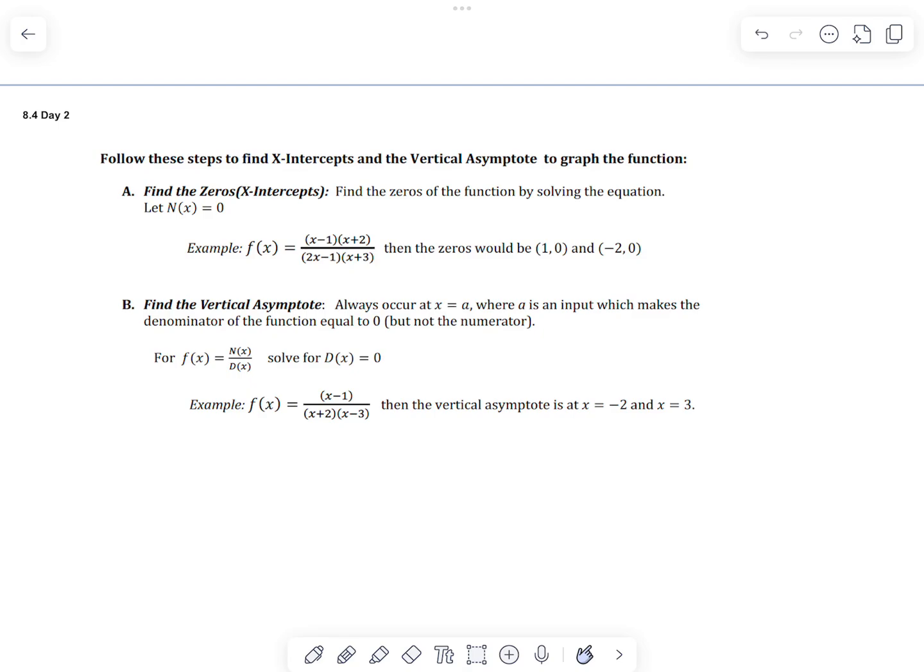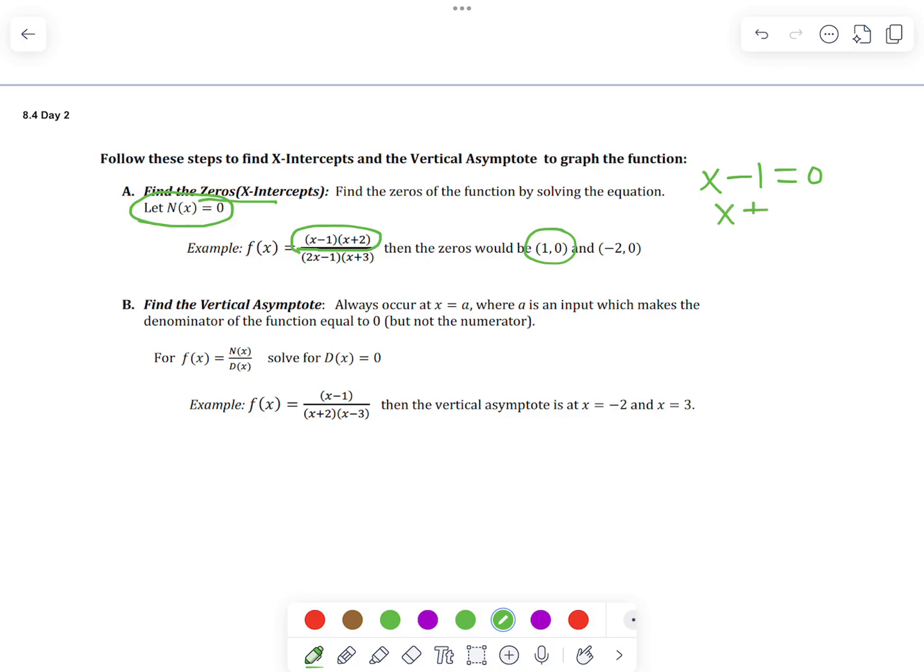We're going to follow these steps to find the x-intercept and the y-intercept. So to find the zeros or x-intercepts, we set the numerator equal to 0. So here is our numerator example, and we would say x minus 1 equals 0, and we solve it, and we get 1. And then x plus 2, we set it equal to 0, and we get negative 2. So those are the ordered pairs.